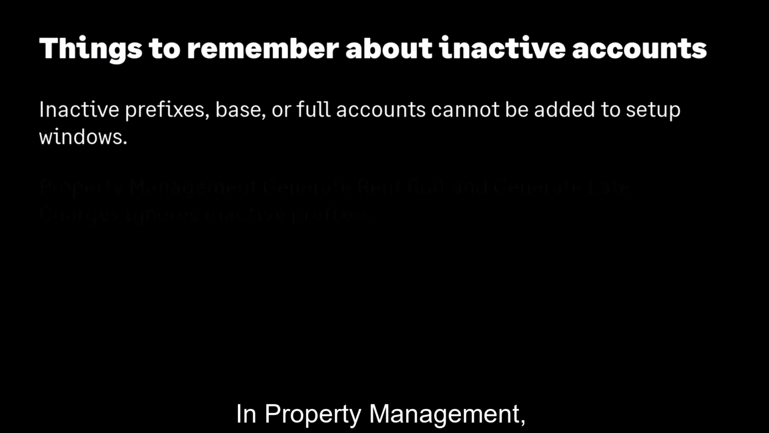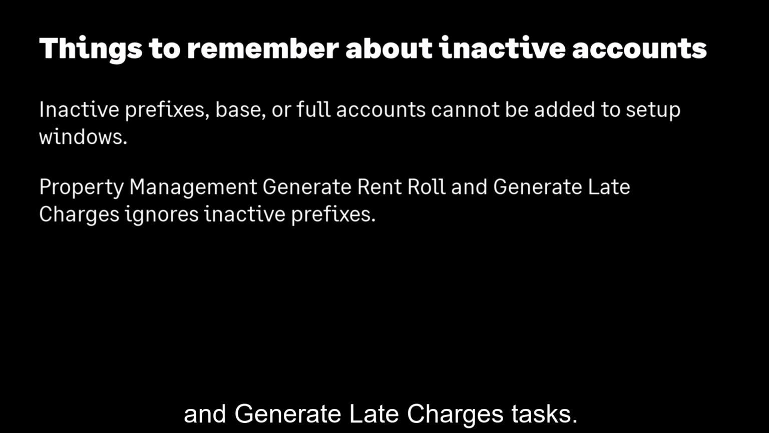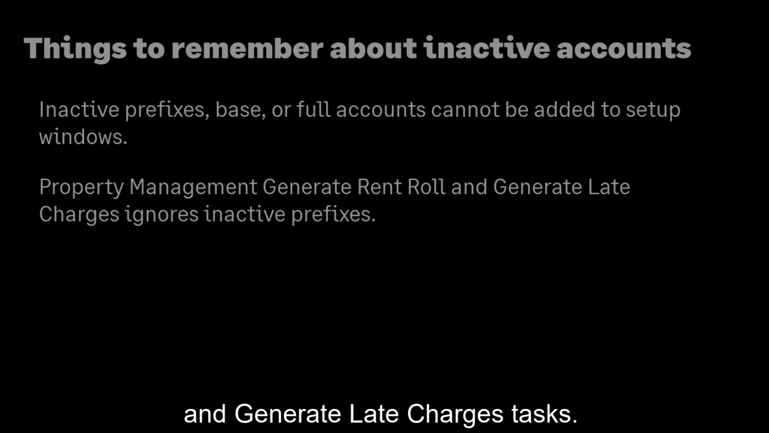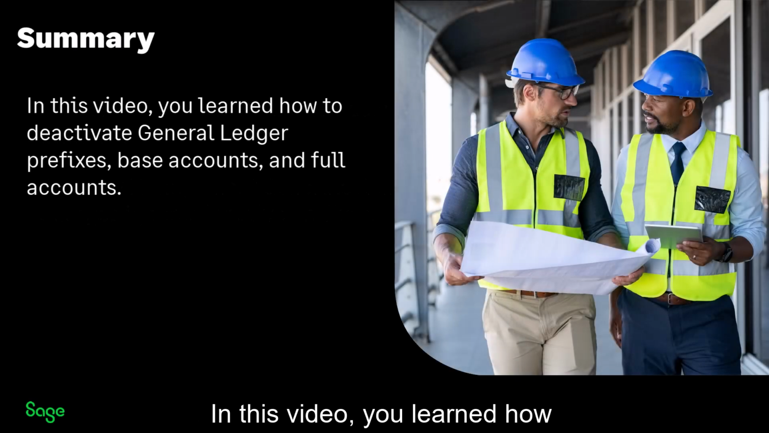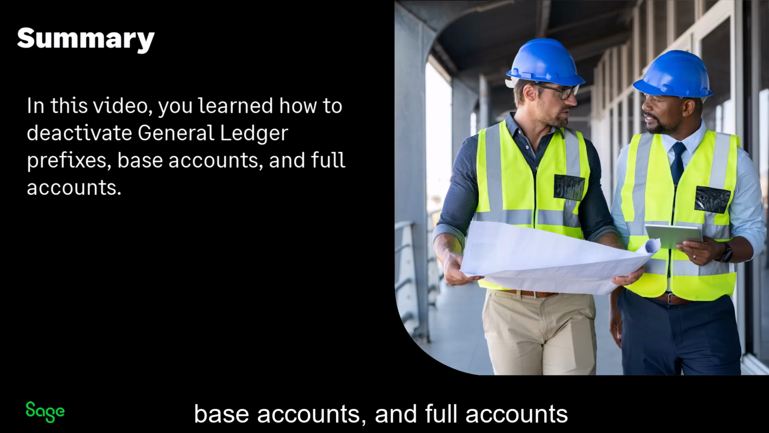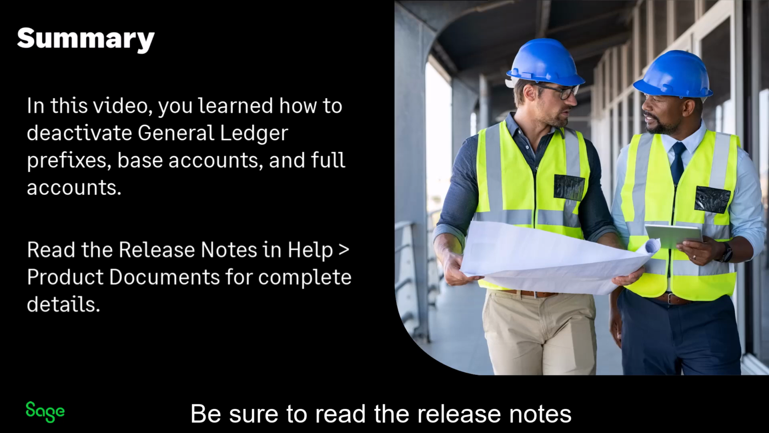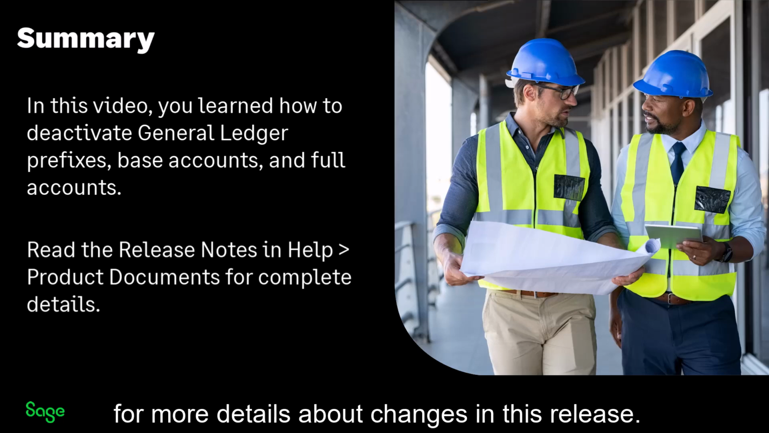In property management, if the general ledger prefix associated with a property is inactive, that property is not included in the Generate Rent Roll and Generate Late Charges tasks. In this video, you learned how to deactivate general ledger prefixes, base accounts, and full accounts to better accommodate your growing and changing business. Be sure to read the release notes for more details about changes in this release.